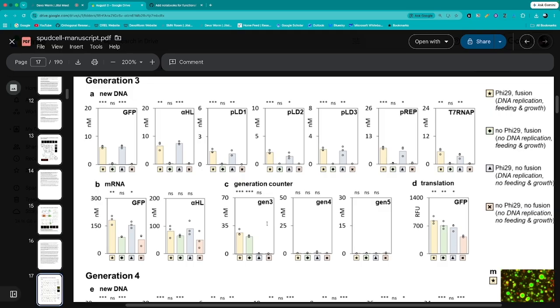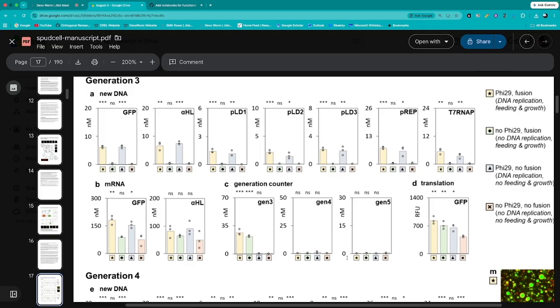So for the measure here, in Gen 3 you have Phe29 fusion and no Phe29 fusion. And then in Gen 4 and Gen 5 you don't see much of that. And then for translation, which is the production of proteins, you get Phe29 fusion, which has a higher RFU signal than no Phe29 fusion, and then in descending order, Phe29 no fusion, and no Phe29 no fusion. So you get this step down.